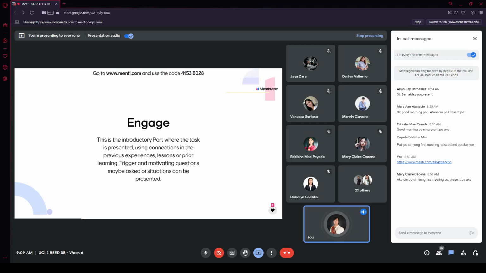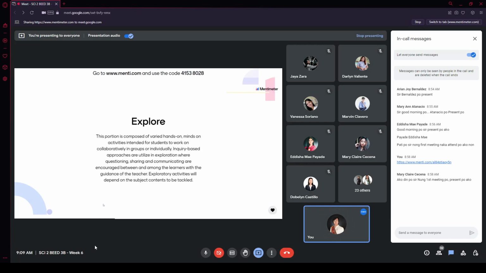What about for the next step? We have explore. Now for explore, this portion is composed of varied hands-on or minds-on activities intended for students to work on collaboratively in groups or individually. So they would have inquiry-based approaches that are utilized in exploration, where questioning, sharing, communicating are encouraged between and among the learners with the guidance of the teacher. So exploratory activities will depend on the subject content to be tackled.